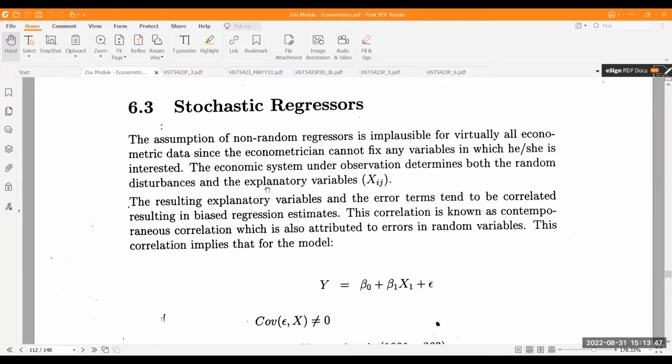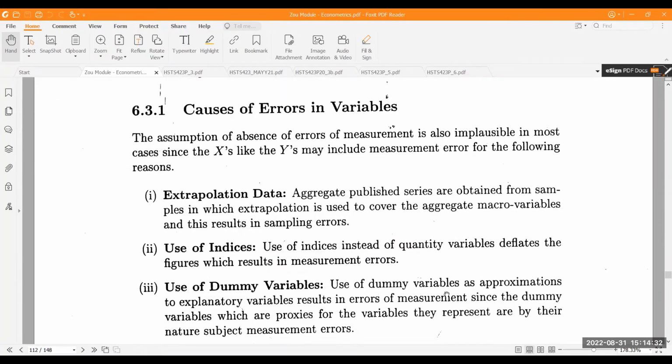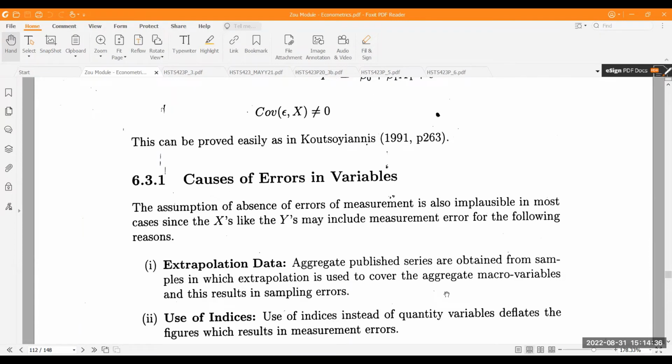Okay, it's also another common question: define contemporaneous correlation. If we have a model given by y equals beta naught plus beta 1 x 1 plus the error term e, and the covariance of the error term and x is not equal to zero, we end up with what is called contemporaneous correlation. Are we together? So the definition is just that the covariance of the error term and the explanatory variable is not equal to zero. This can be proved easily, as shown in Koutsoyiannis. Koutsoyiannis is one of the books that you have to read.